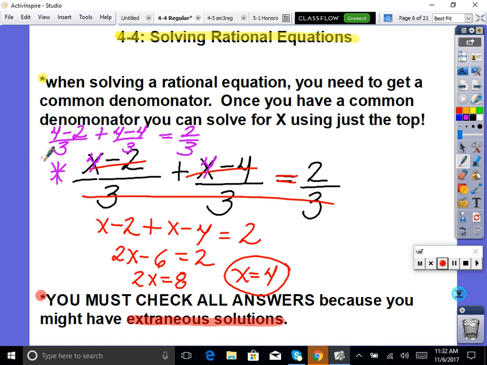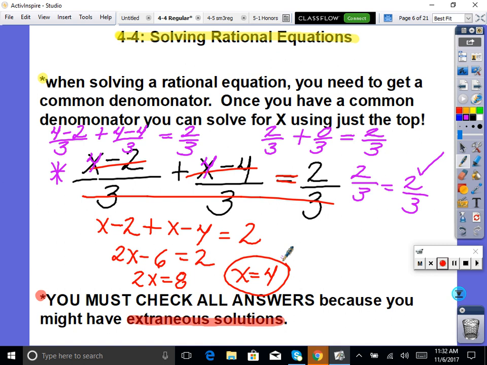Let's see. What's 4 minus 2? So I'm going to do it right here. We have 2/3 minus, no, it's plus. What's 4 minus 4? 0/3. Does that equal 2/3? Yes, 2/3 equals 2/3. That's a true statement, so that is a solution that we get to keep.